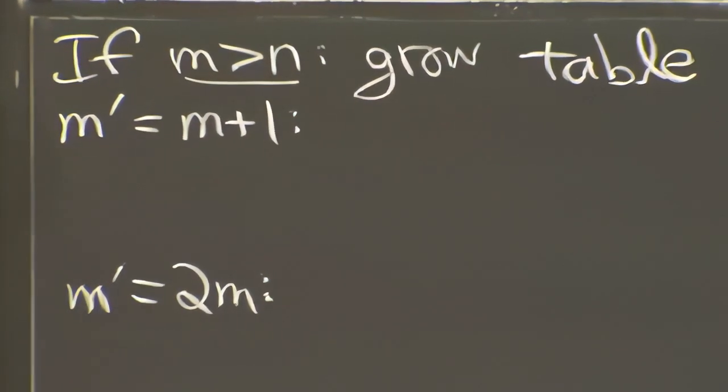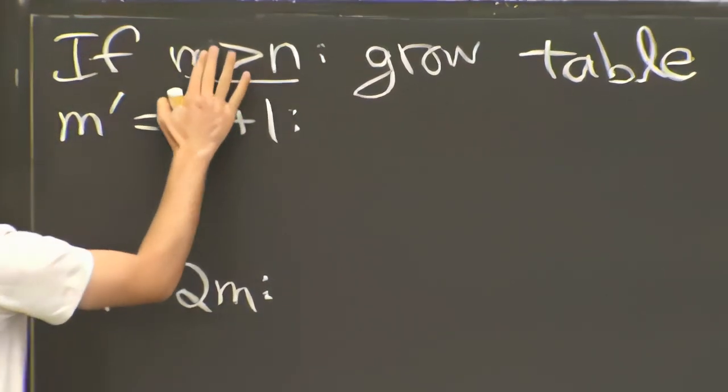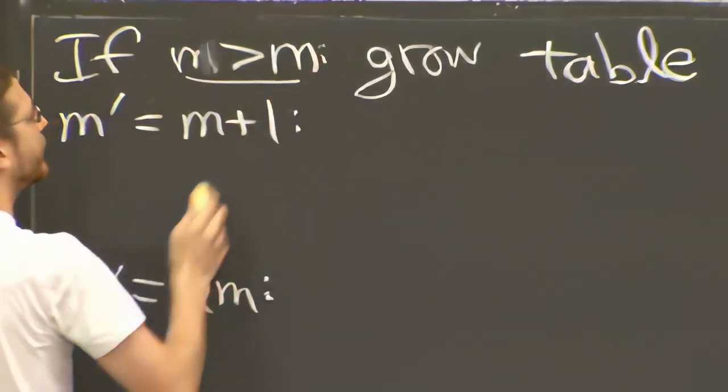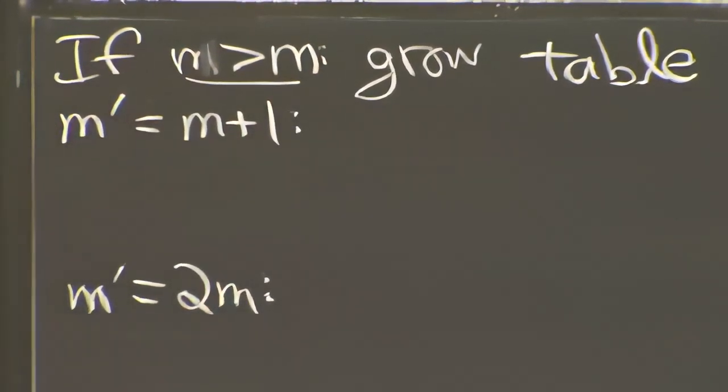Did I get this wrong? Sorry, it's the wrong way. N is greater than m. I want m to be greater than or equal to n.